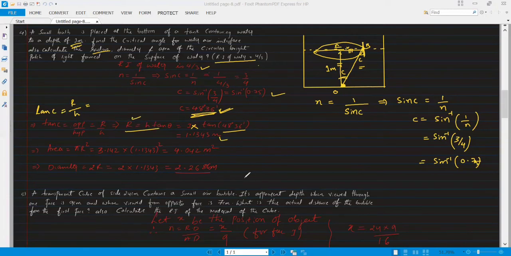Now r is known. To find the diameter, diameter is equal to 2 times the radius. So therefore you are going to get 2 into 1.1343, that is 2.26.